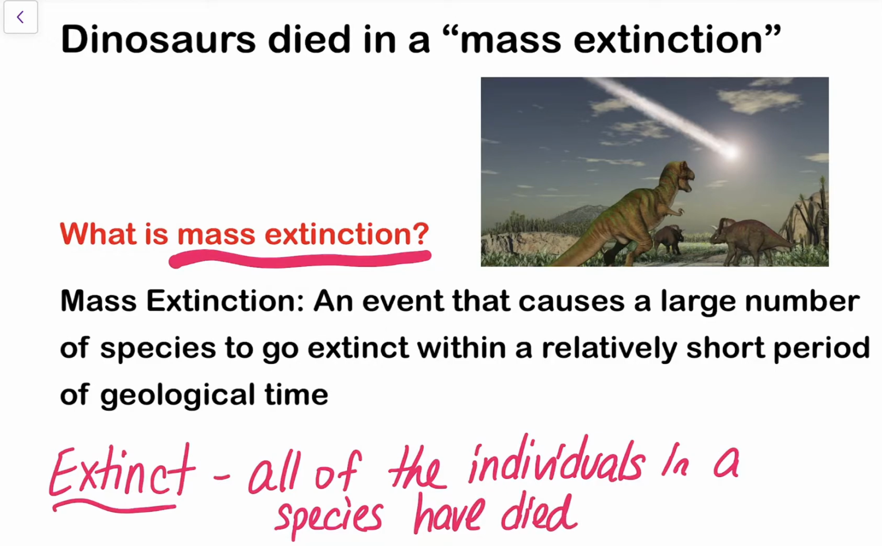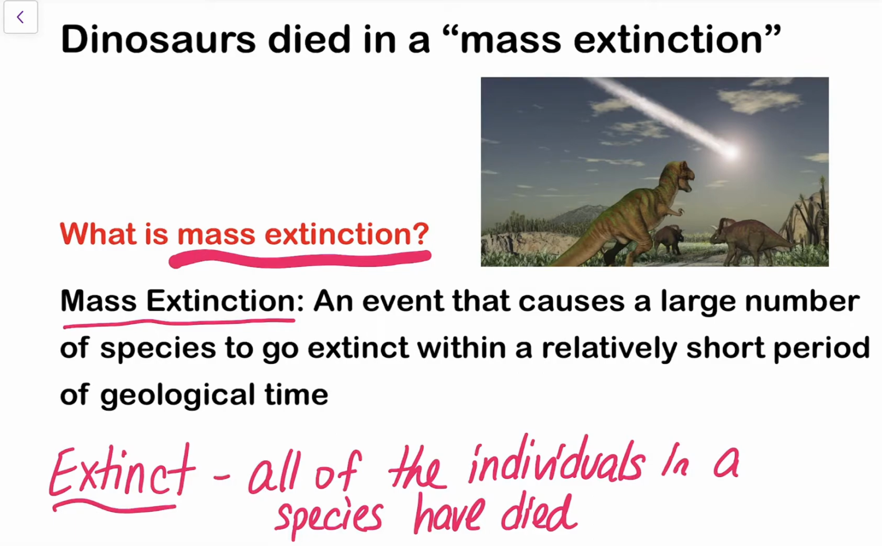There are no longer any dinosaurs because they have all gone extinct. Back to this phrase, mass extinction. A mass extinction is an event that causes a large number of species to go extinct within a relatively short period of geologic time.